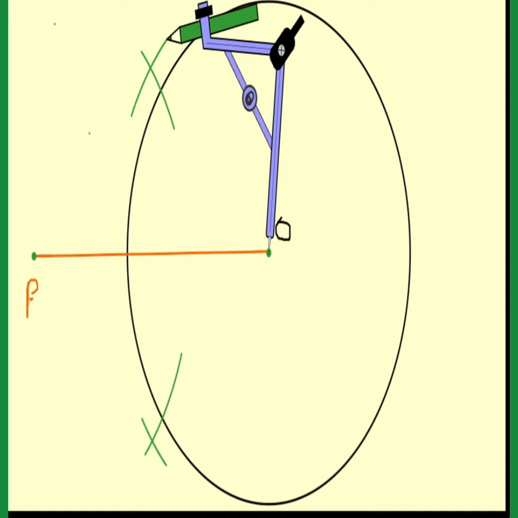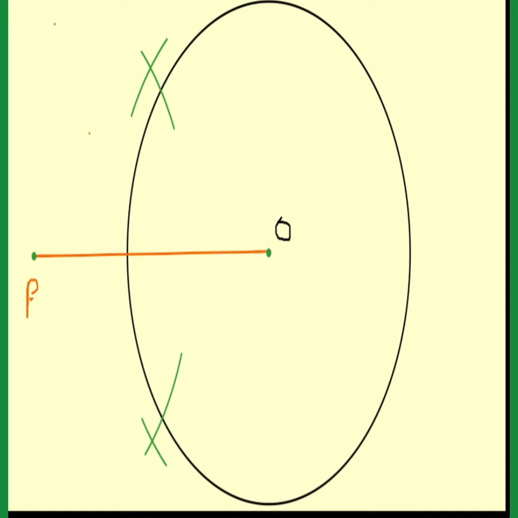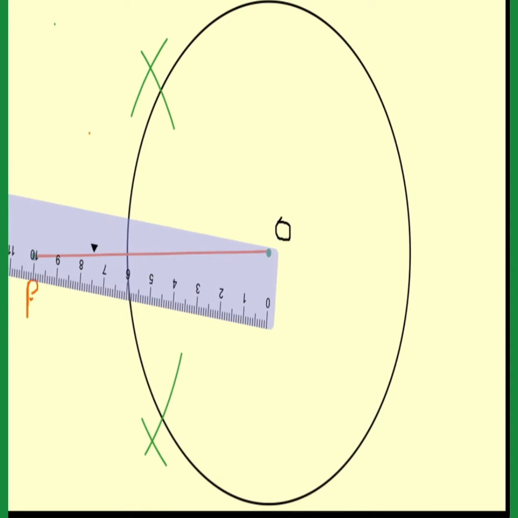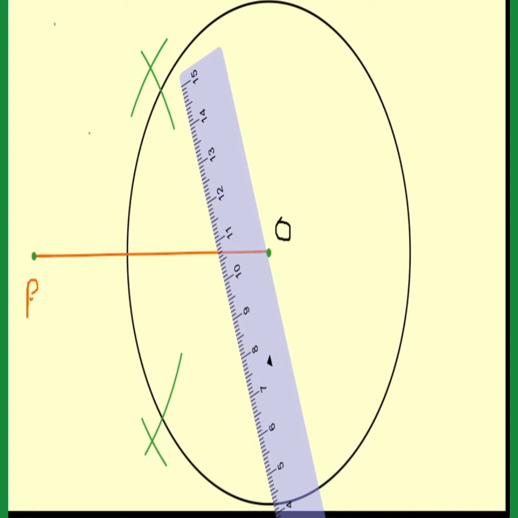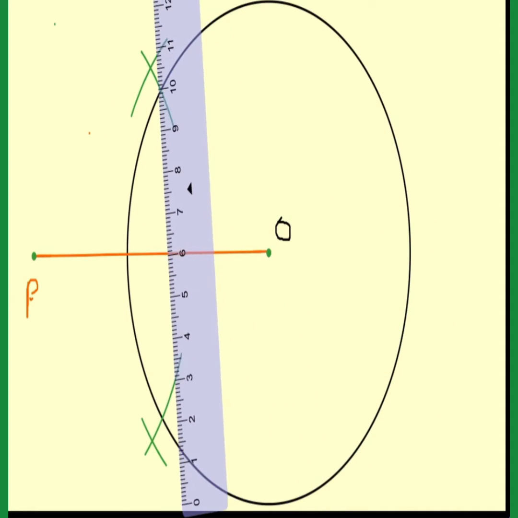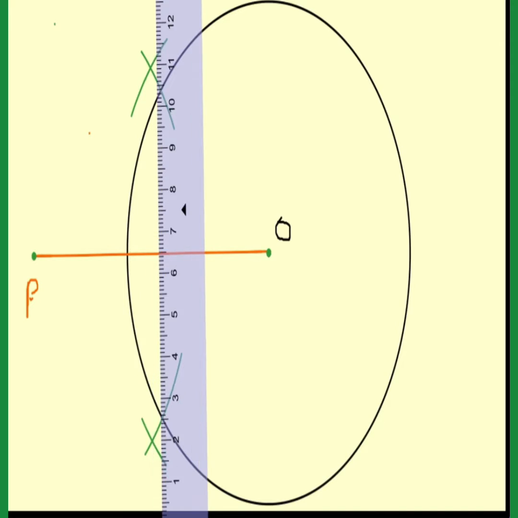So dear, this is the process to draw the bisector of the line segment OP, or draw the perpendicular bisector of this line OP. After that, what to do? Again you will take your ruler and join these points of intersection with the help of ruler very carefully.